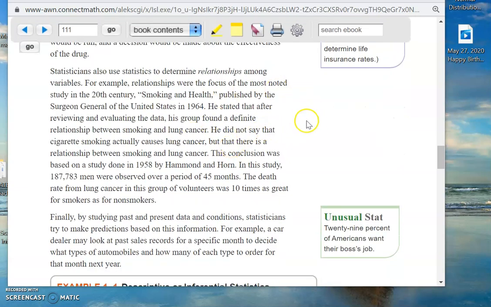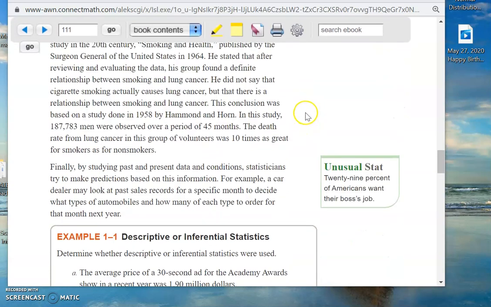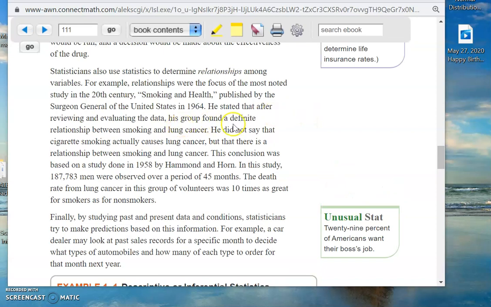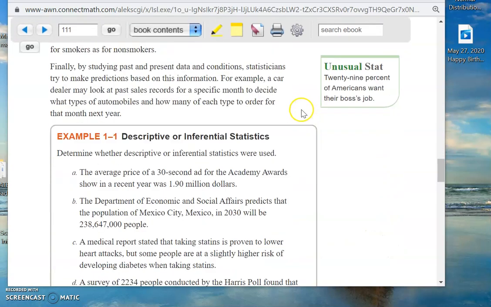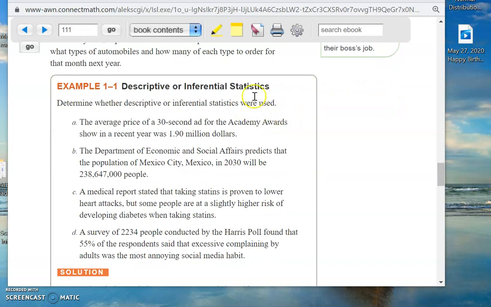Now here we're talking about relationships. Is there a correlation or a relationship between, in this particular case, smoking and lung cancer? If you smoke, are you more likely to get lung cancer? So there's an example of an inference, a conclusion that you draw based on the data.